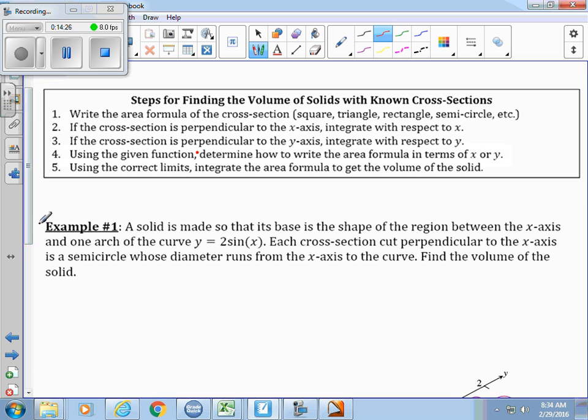The cross-section is. Oh wait, which one? No, that was a triangle. It might be the wrong box. What? So you've got like that.